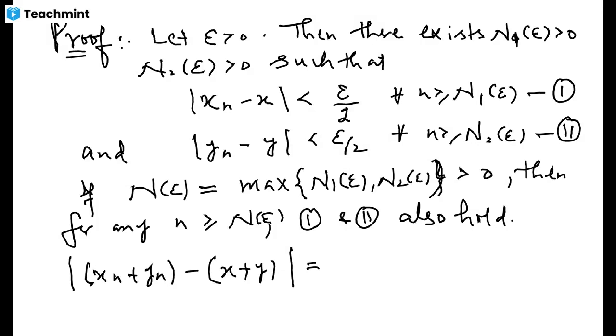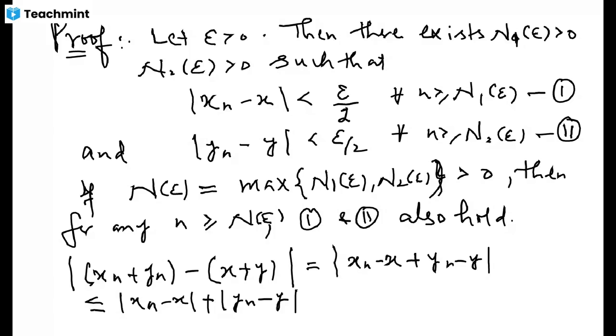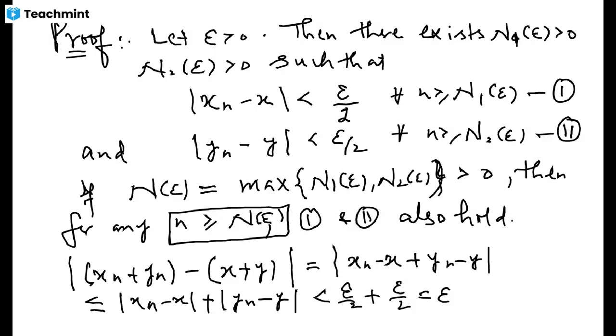In the intermediate step, I can write this as the absolute value of xn minus x plus yn minus y. And by the triangle inequality, this is less than or equal to the absolute value of xn minus x plus the absolute value of yn minus y. Since I have chosen n to be bigger than or equal to N epsilon, that means n is bigger than or equal to n1 as well as n2, and so inequalities 1 and 2 can be employed here. Their application gives that the distance of xn from x is less than epsilon half, plus the distance of yn from y, which is also less than epsilon half, and this is equal to epsilon. And see, we began with a positive number epsilon greater than 0.